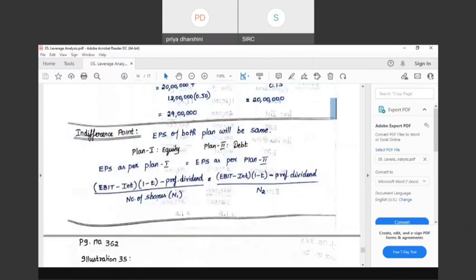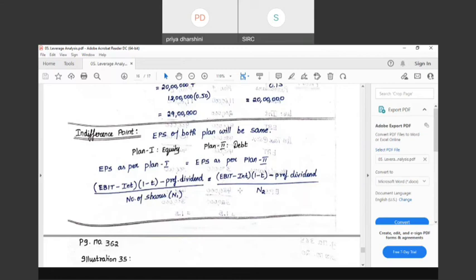Divide by number of shares will give you earnings per share. This is as per plan 1, equated to earnings per share as per plan 2. Only then it is called the indifference level. EPS of both the plans will be the same. Whether it is plan 1 or plan 2, EPS will be the same.